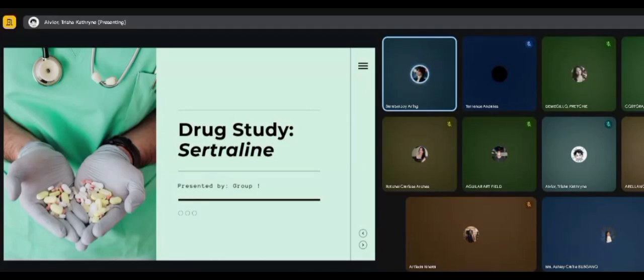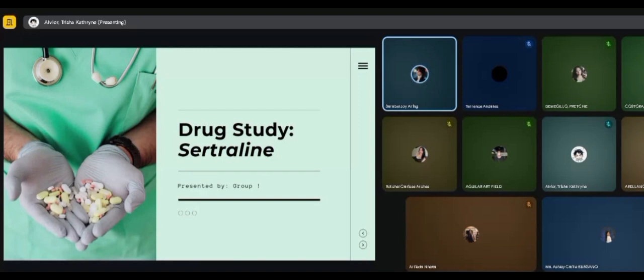Good day, everyone. So, today we will be having our lecture about sertraline, an important medication under the class of SSRIs or selective serotonin reuptake inhibitors. This drug is commonly prescribed for depression and anxiety related conditions, and as future nurses, it's essential that we understand how it works, its risks, and our responsibilities when giving it to our patient.